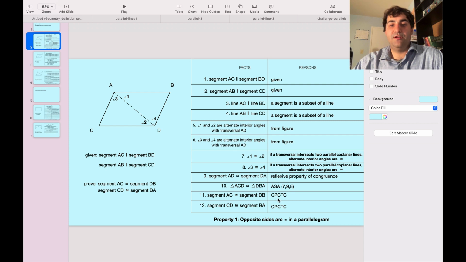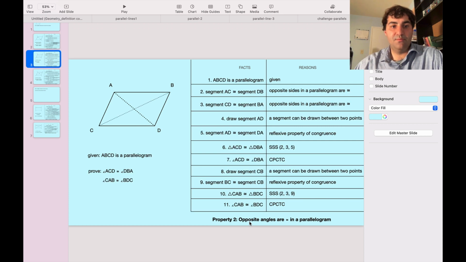So I know the corresponding parts of congruent triangles are congruent. So I know that segment AC is congruent to segment DB, and segment CD is congruent to segment BA. So I can immediately establish this first property, that opposite sides are congruent in a parallelogram. Now let's go over some more properties about parallelograms.